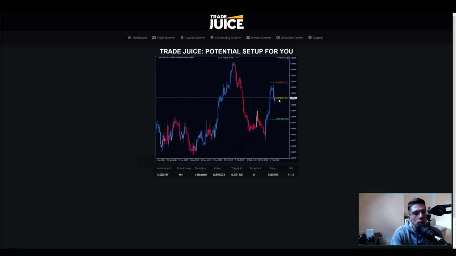So we want to be looking for a short position at 89.6521 with a target at 89.1881 and stop loss 89.9995. The risk reward is 1 to 1.4. So if you risk $100, we would be making 140.